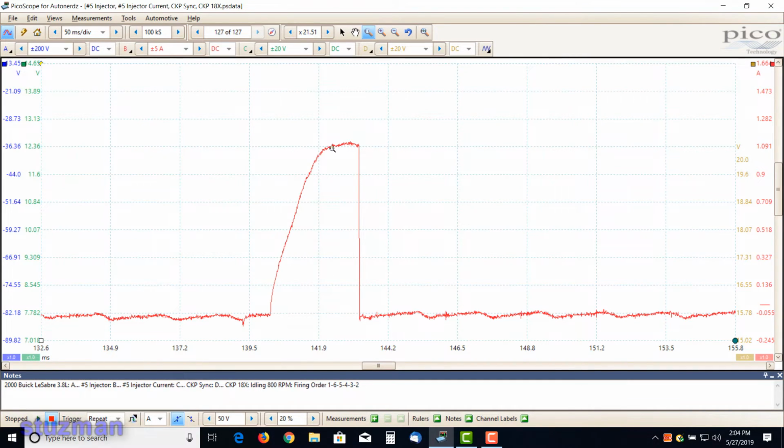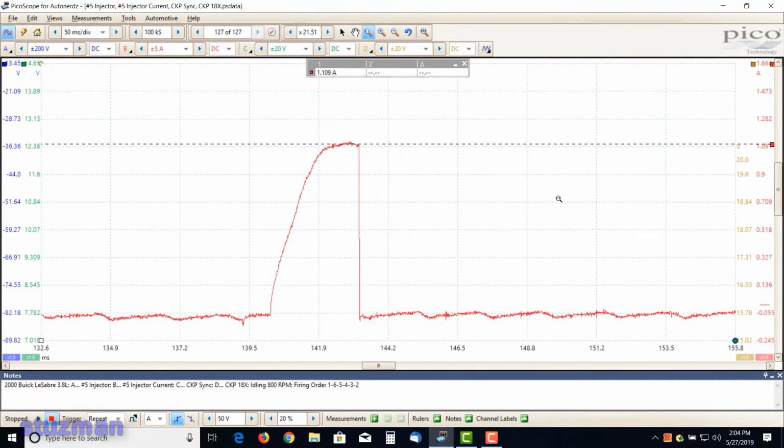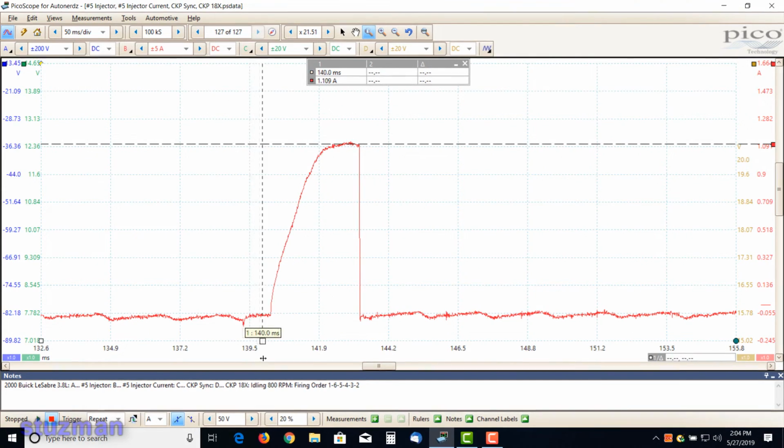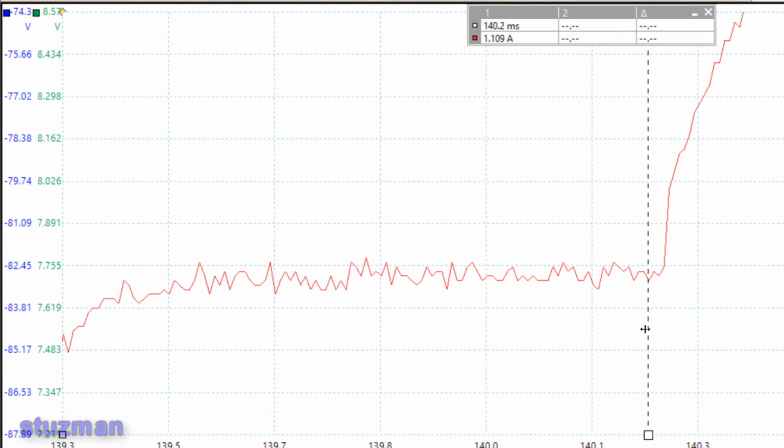Now the first thing we want to know is the maximum current that this injector has. So let's get that measurement, and I'm going to call it 1.109. I'm writing these measurements down as we go, so you may want to do the same thing if you want to follow along. Now I'm going to come across and bring a cursor over here and start our time at 0. I need to pull it over just a little bit more. Okay.